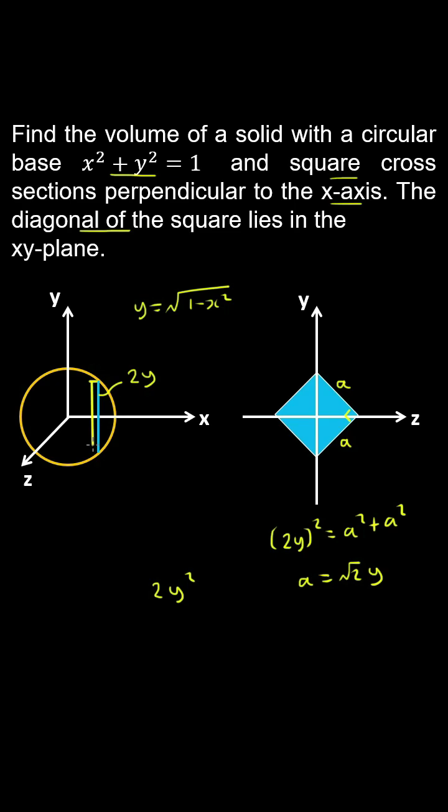And we give the section a thickness in the horizontal direction. And we integrate from x equals minus 1 to x equals 1 because the radius of the circle is 1. And that gives us the volume of the solid. So now substitute for y, evaluate the integral, and post your answer in the comments.